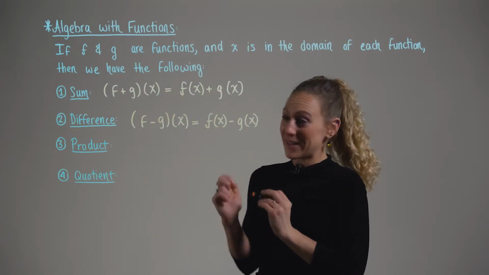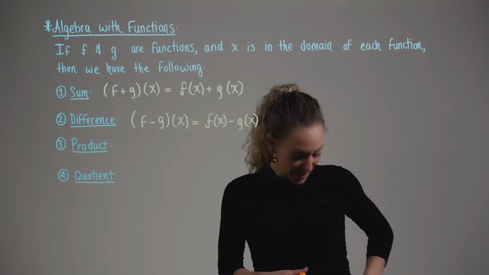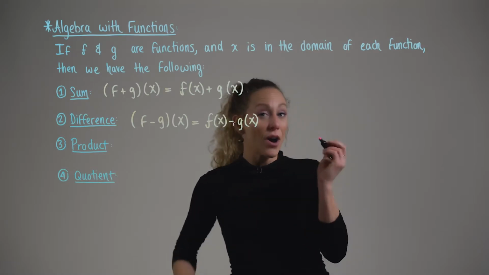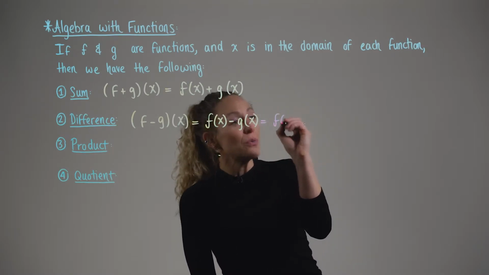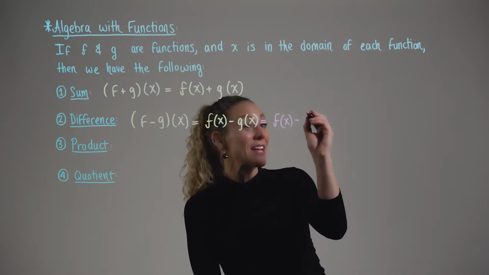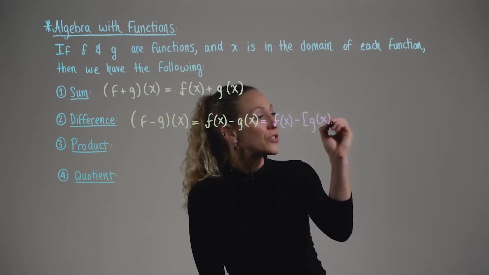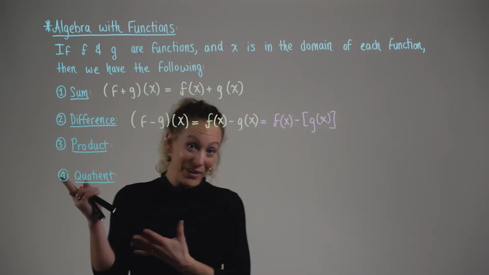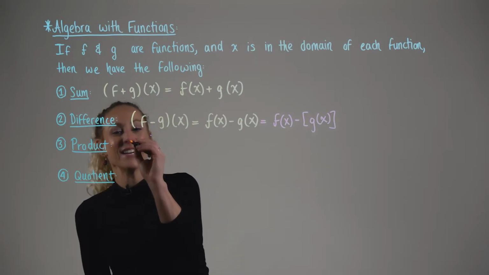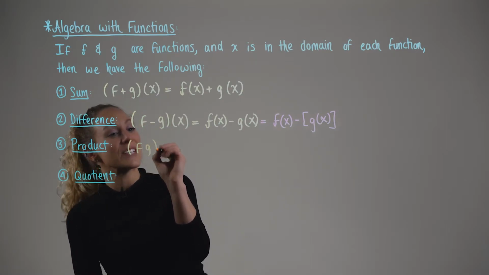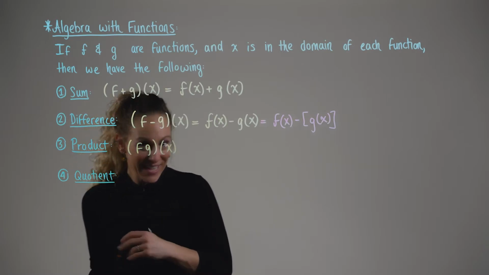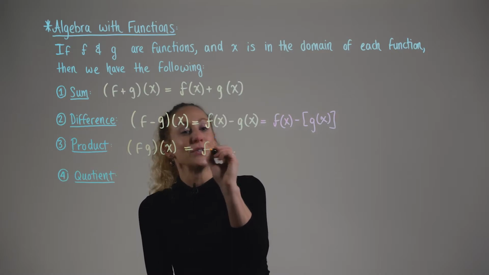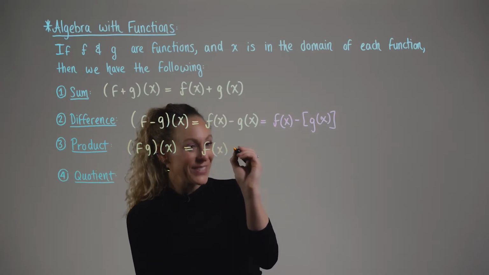Now be careful here. We're working with a difference, so it might be helpful to incorporate parentheses or brackets around that second function to remind yourself to distribute the negative sign through to each term in the second function. Next, we have the product of two functions, which we define as (f * g)(x). And again, to actually perform this calculation, we expand this out to f(x) * g(x).